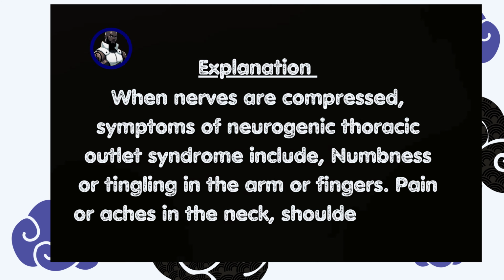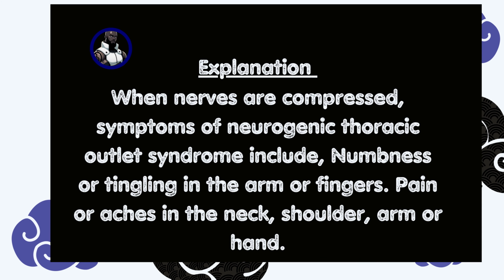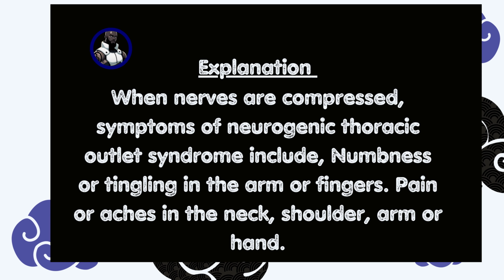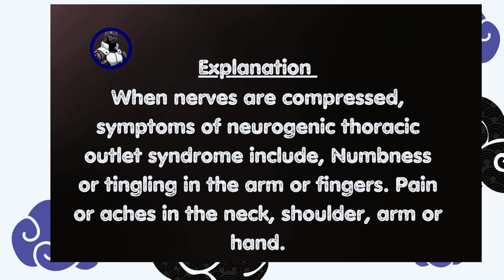Explanation: when nerves are compressed, symptoms of neurogenic thoracic outlet syndrome include numbness or tingling in the arm or fingers, pain or aches in the neck, shoulder, arm, or hand.